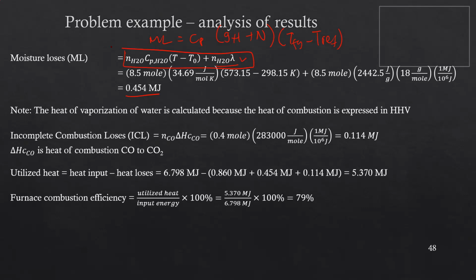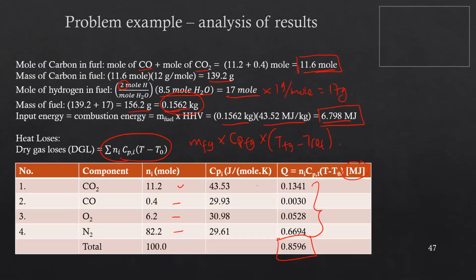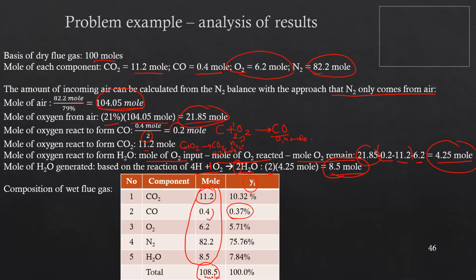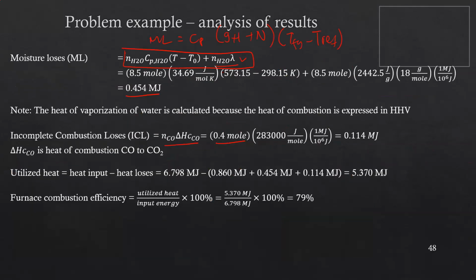But we can actually use this approach, where the incomplete combustion losses can be calculated using the mole of the CO multiplied by the heat of the combustion of the CO to CO2. Okay, so we have the mole of the CO, which is 0.4 moles. Is it correct? 0.4 moles, this one. And the heat of the combustion CO to CO2 is actually 283,000 joule per mole.